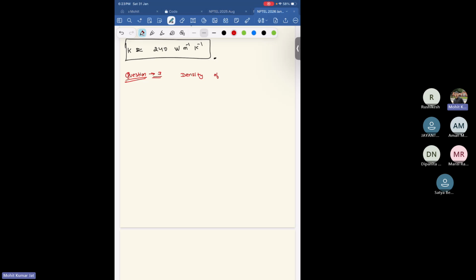Okay, it's a good question. How to estimate the value of the density? Right, I'll first address this question. How do we estimate the value of density?